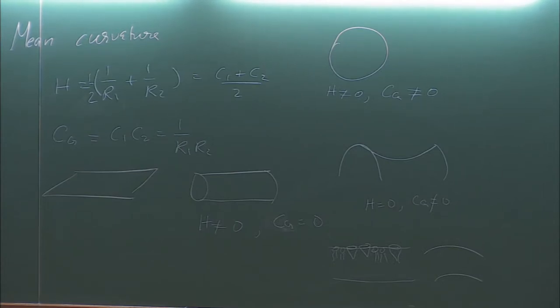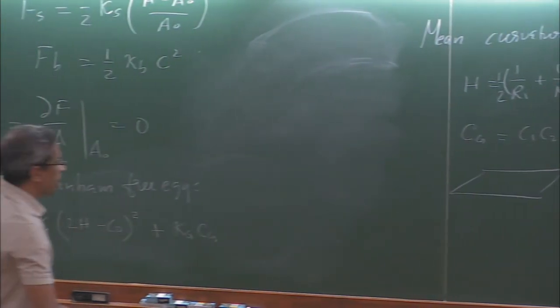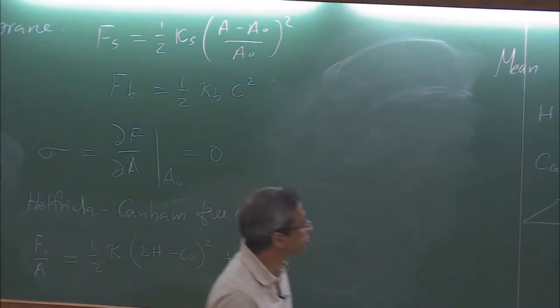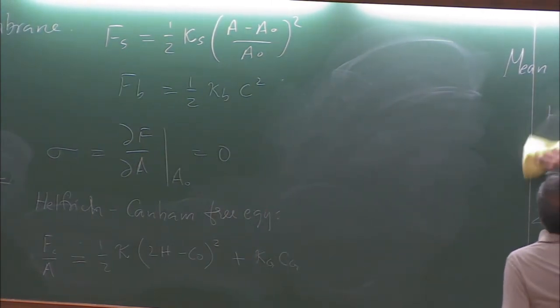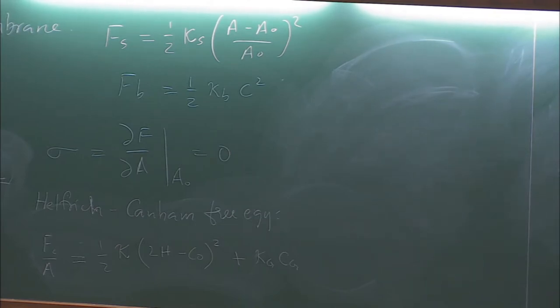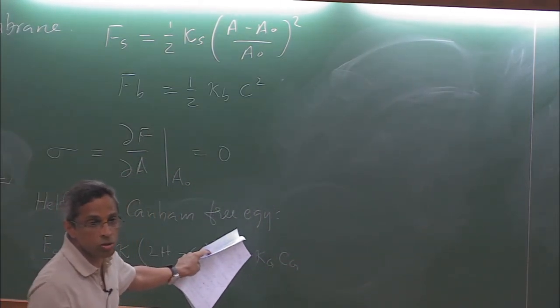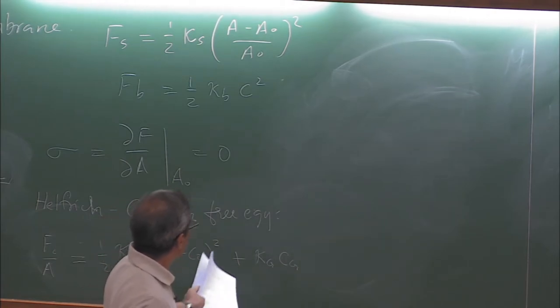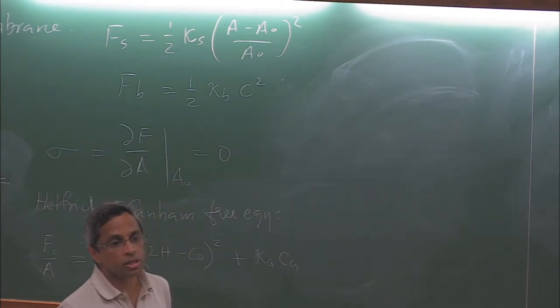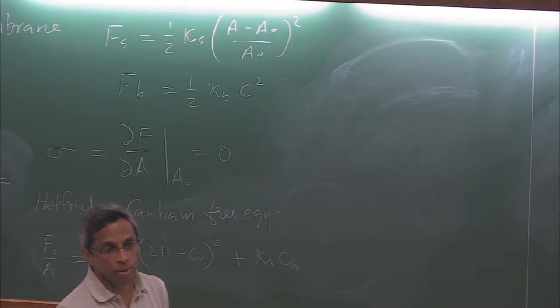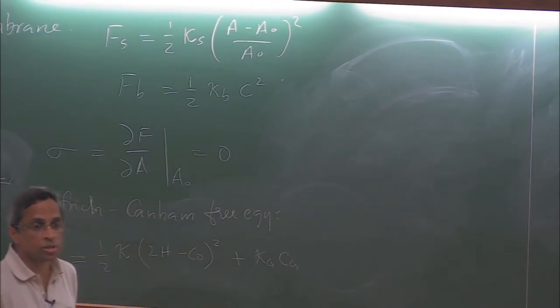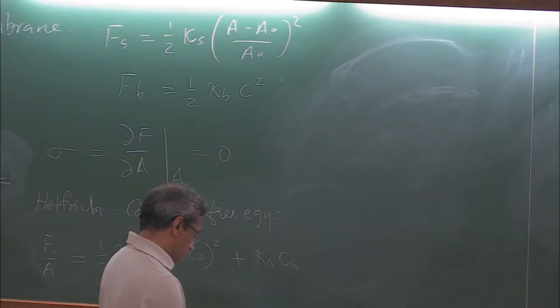So now, for the total free energy, I have to add these two terms together. I'll come to that in a moment. You may say that this is not stable then, because this could be negative. But I'll tell you that most of the time in biological systems you're considering only closed membranes. And for closed membranes, the Gaussian curvature term is a constant, it's invariant when the shape changes. So maybe I should just discuss that.